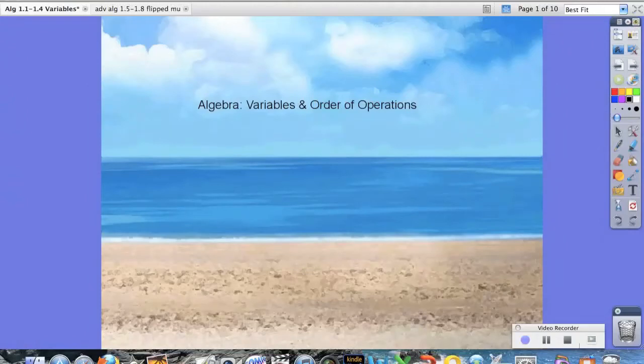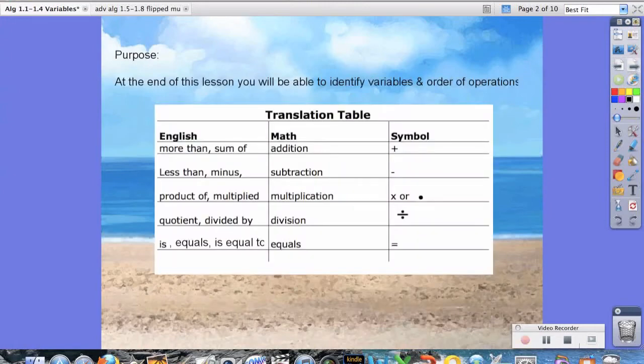Hello students, today in your algebra class you're going to be working on variables and reviewing the order of operations. So at the end of this lesson you will be able to identify variables and order of operations. So below is a translation table which I'd like for you to copy.